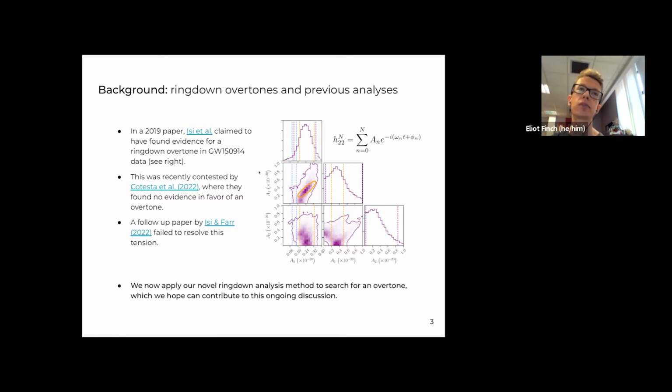However, this was revisited recently in a paper called Cotesta et al., where they actually found no evidence in favor of an overtone. And there was also a follow-up paper by Isi and Farr, which failed to resolve this tension. They insist that the overtone is there. So all of these results were done in a particular framework, a time domain analysis framework, which I'll talk a bit more about on the next slide. But we now are going to apply our novel ring-down analysis method to search for an overtone, and we hope we can contribute to this ongoing discussion.